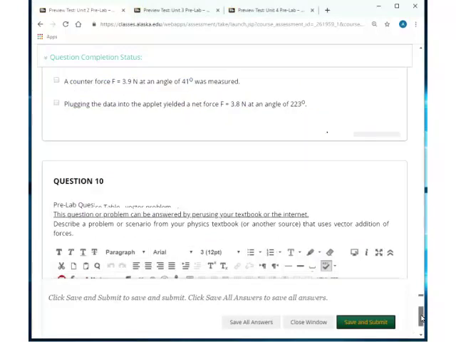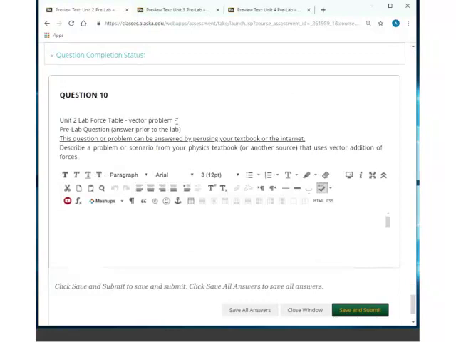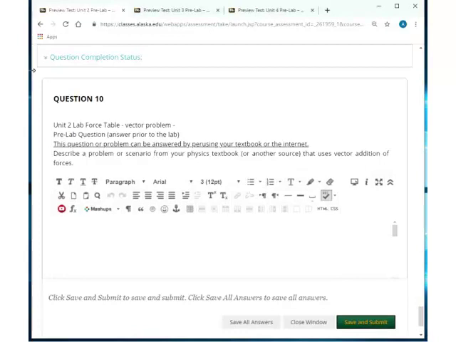And then question 10, that's kind of like an open answer. You have to look up an example yourself for a vector problem. And that's the pre-lab for the Unit 2 labs.